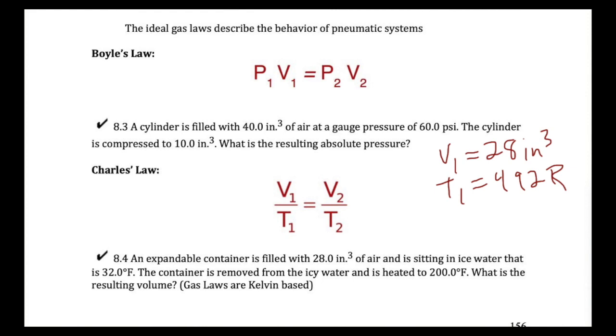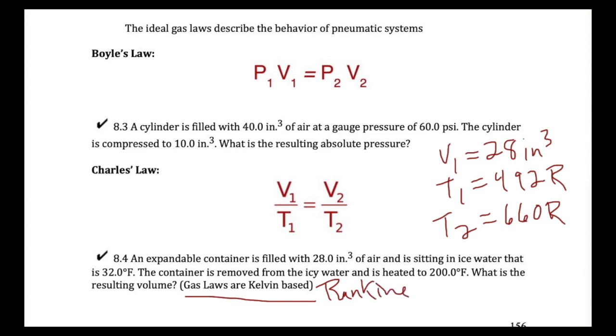The container is removed from the icy water and is heated to 200 Fahrenheit. So that would be T2. I'm going to take 200 plus 460, and I'm going to get 660 Rankine. And I'm trying to solve for the volume. Notice I said gas laws are Kelvin based. Well, they can also be Rankine based, so don't get confused by that.